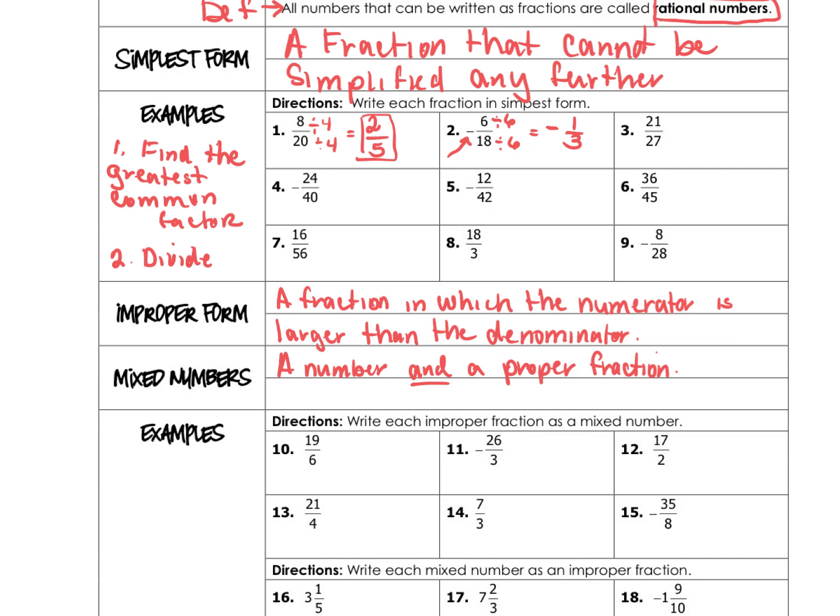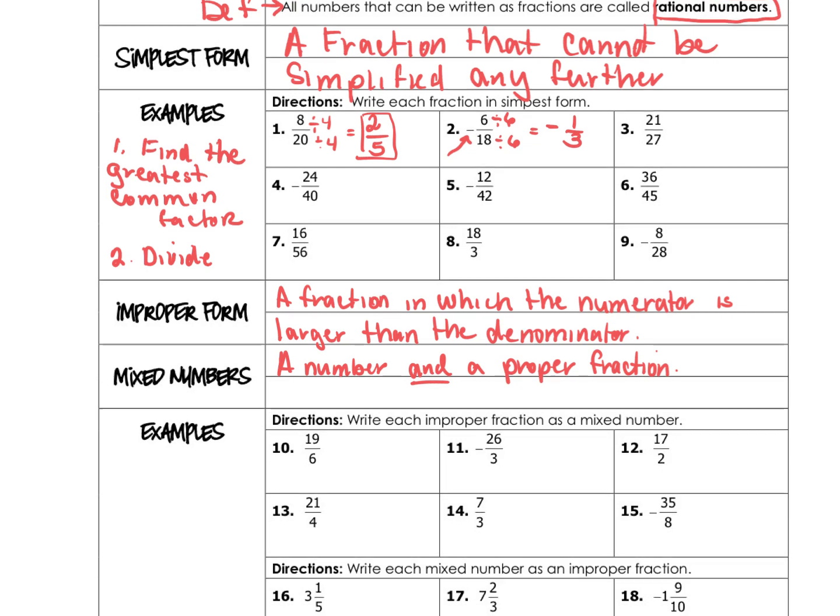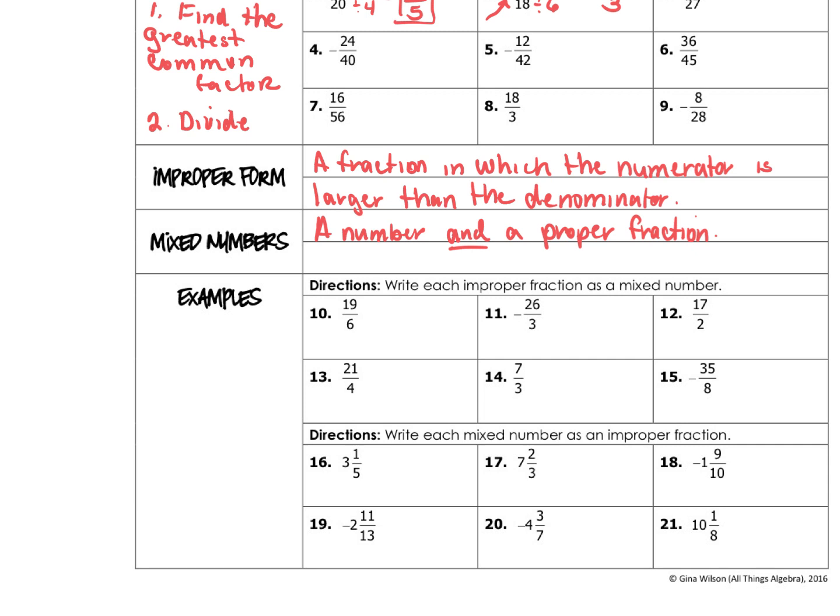All right? So how do we simplify improper fractions and turn them into mixed numbers? Well, let's look at number 10. So a fraction really is division. Let's make that note. A fraction is really division. It really means to divide.